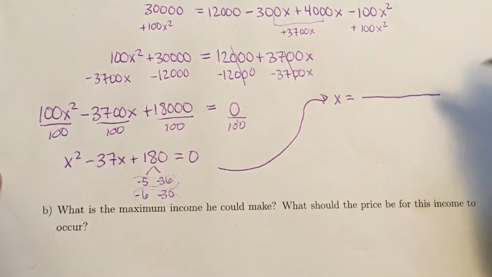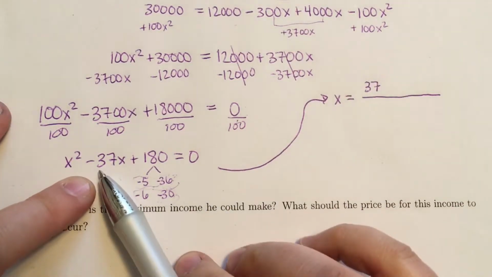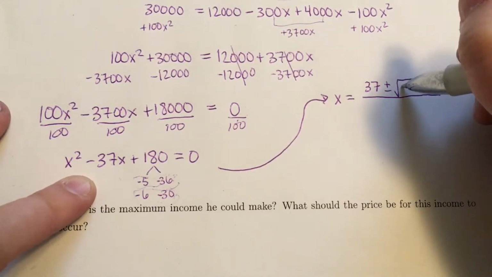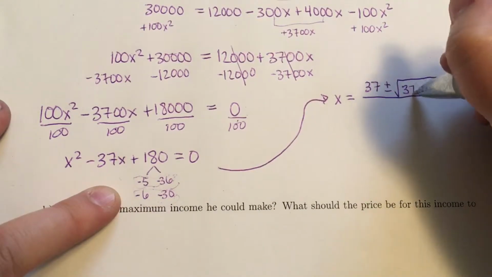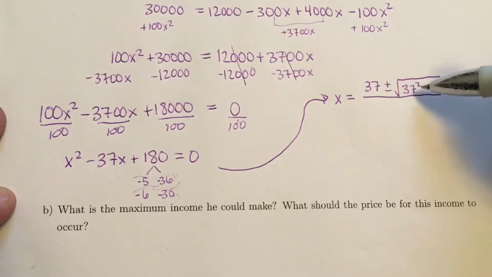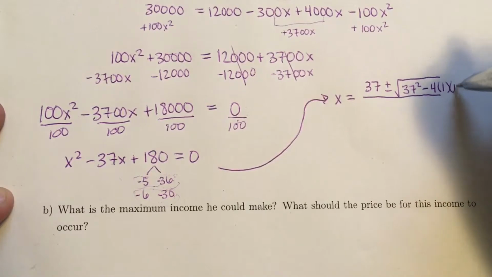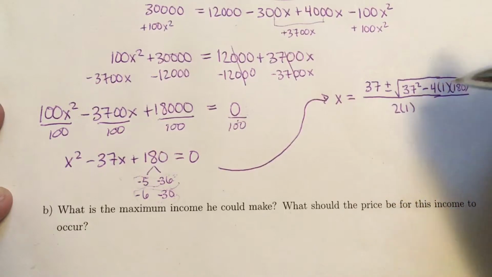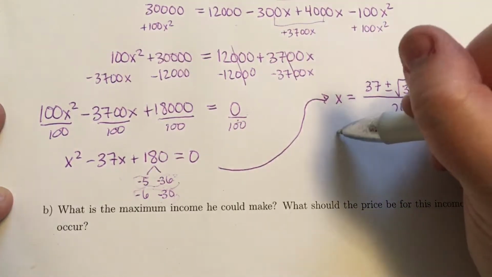So quadratic formula, x is negative b, or opposite of b. So if b is already negative, we make it positive, plus or minus the square root of b squared. And in this case, when I have a negative b, for the squaring part, I tend to ignore the negative just because when you square a negative, it becomes positive anyways. Then minus 4 times a times c, all over 2a. Hopefully we were getting better at our quadratic formula.